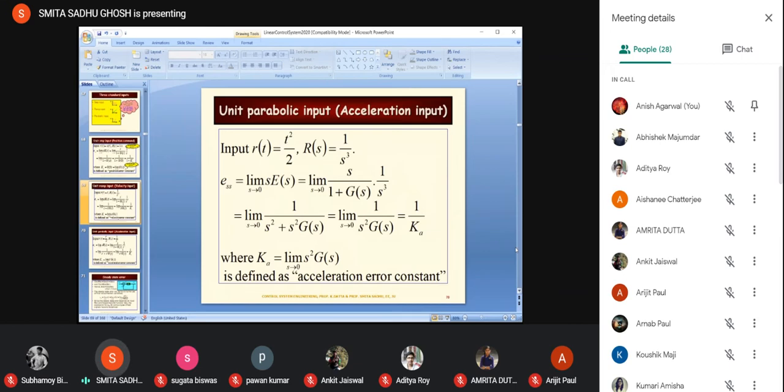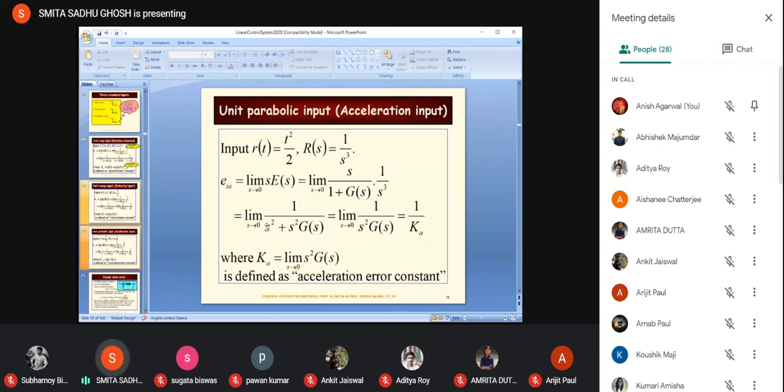Similarly, for a parabolic input, parabolic input is what we consider, and R(s) is equal to 1 by s cube, and ess will be equal to, again, limit of sR(s) by 1 plus G(s), which is s by 1 plus G(s) into 1 by s cube. Now we are left with this, that is ess is equal to limit of 1 by s square plus s square G(s) as s tends to 0.